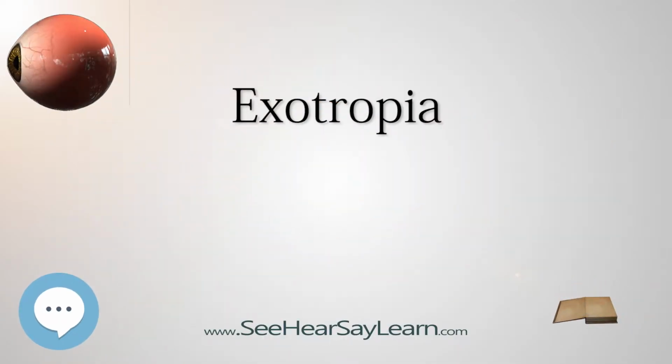Exotropia is a form of strabismus where the eyes are deviated outward. It is the opposite of esotropia and usually involves more severe axis deviation than exophoria. People with exotropia often experience crossed diplopia. Intermittent exotropia is a fairly common condition. Sensory exotropia occurs in the presence of poor vision.